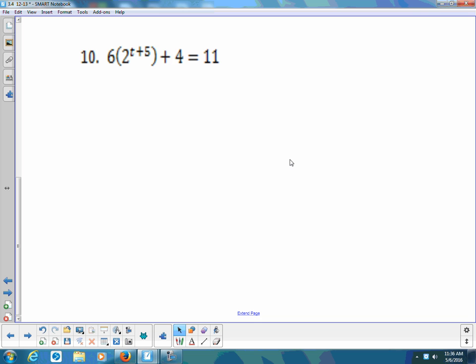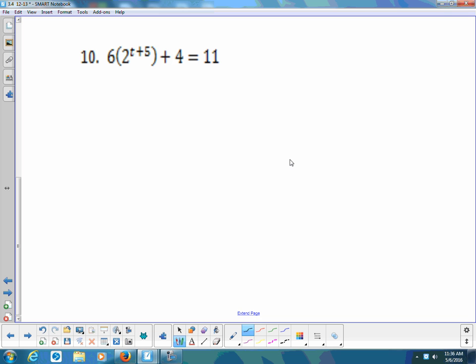All right, move up. Okay, so we're looking at number 10. This is on the 3.4 gift. If you didn't get a 3.4 gift, you probably want to stop by and see me. Otherwise, you can feel free to copy these problems down. So we're looking at number 10, and we're solving for t in this exponential equation.